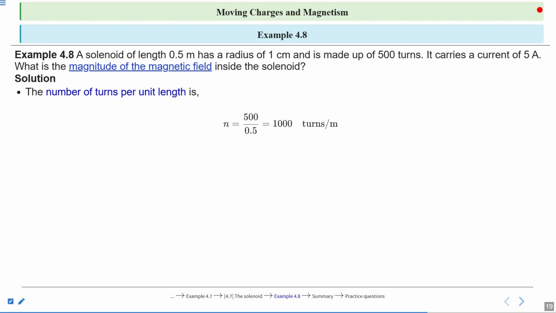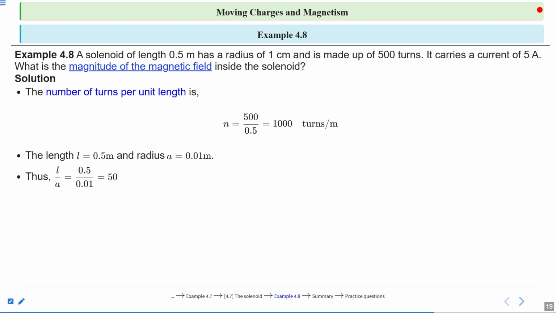So that is n equal to number of turns per unit length. What is the length given? 0.5 meter. So 1000 turns are available for 1 meter. So what is the number of turns per meter? 1000 turns per meter. Length is given 0.5 meter and radius is given 0.01 meter. So take the ratio L by a, 0.5 upon 0.01 equal to 50.